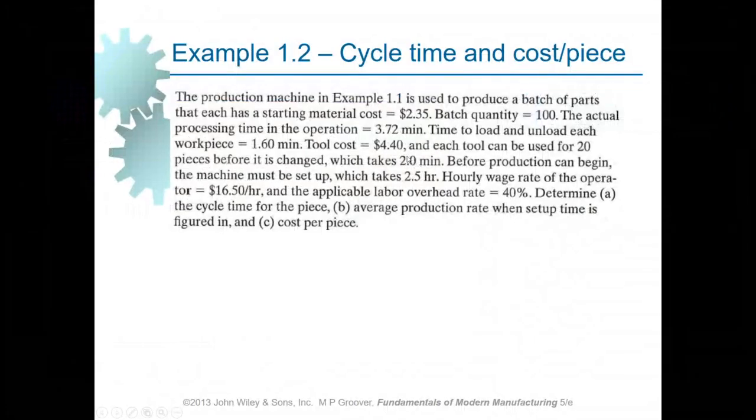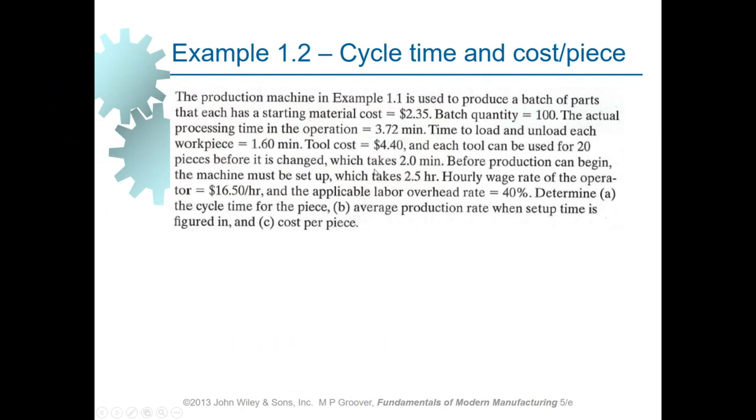For each part, we've got to divide it by the number of parts that are machined by making use of that cutting tool. So 4.40 should be divided by the number of parts, and that is 20. It gives us a fraction of this cost, and that is $2.22 for each workpiece.